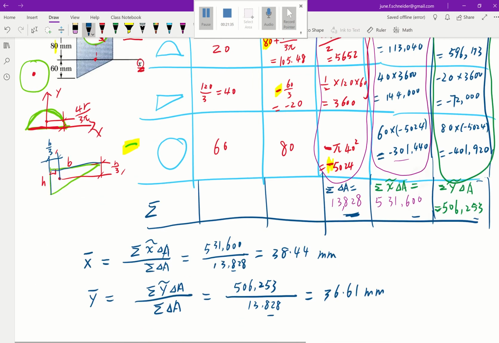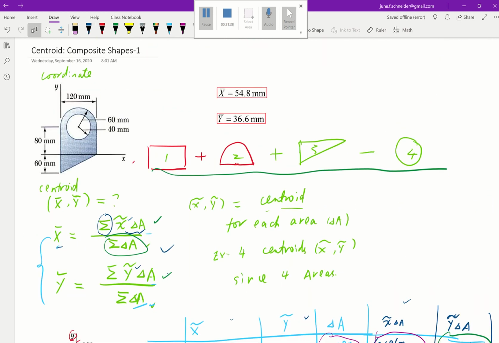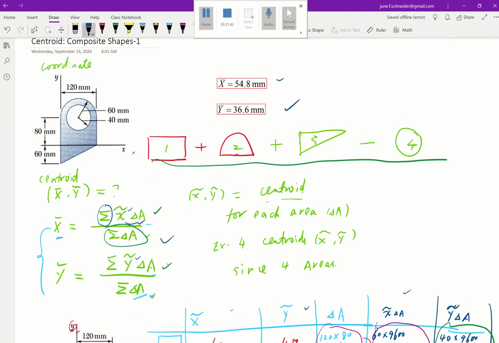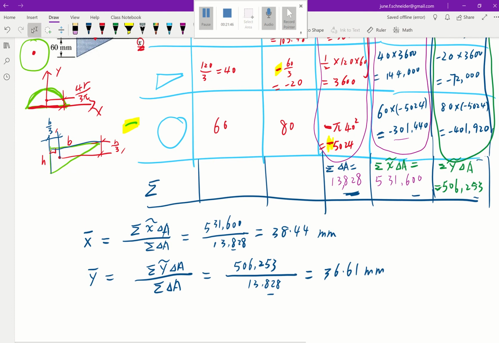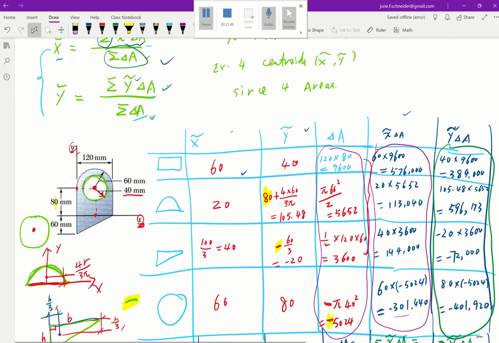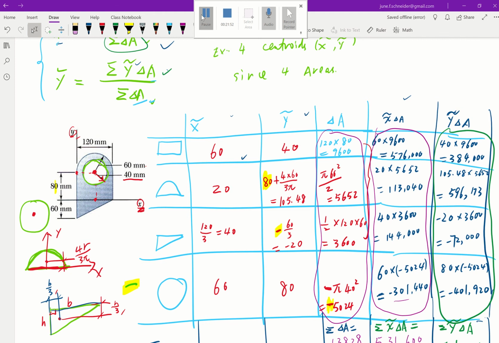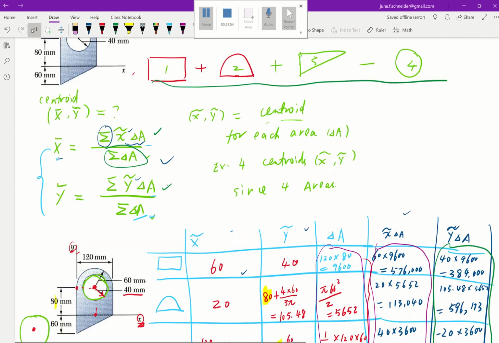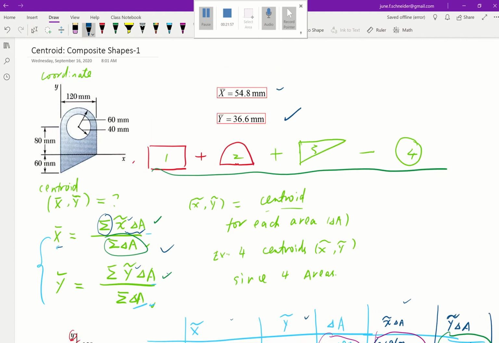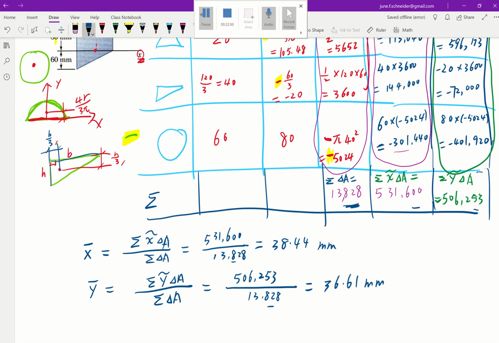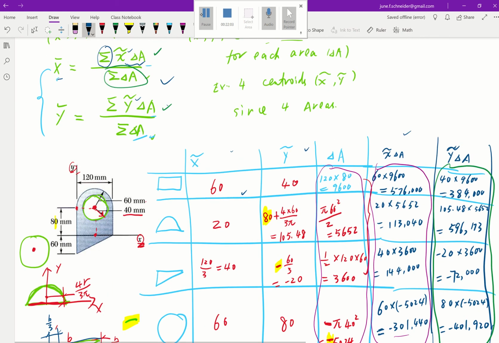All right, so now one thing, I'm going back to look at my answer. My y is pretty good, but x bar is not correct. The correct answer is 54.8, so I have to troubleshoot. Okay, so if my y bar is correct, y bar involves the summation of delta A, so I would assume my area is okay. Then the only thing that could make the problem wrong will be my x tilde here. So I go back to look at it.